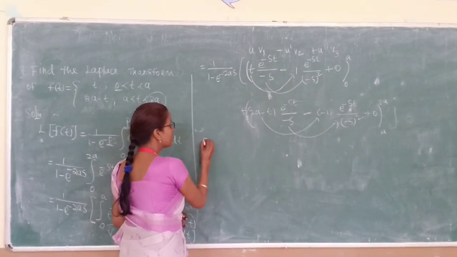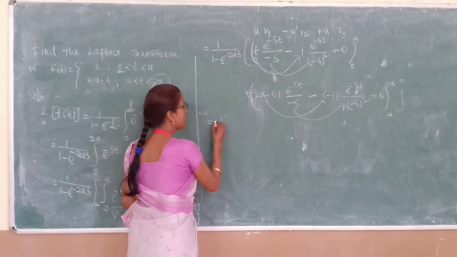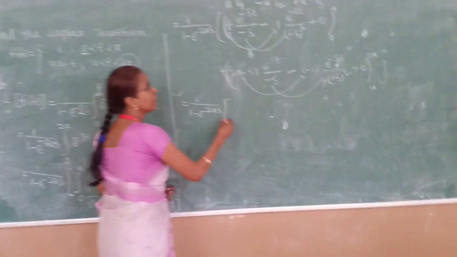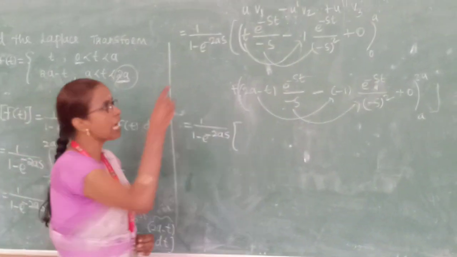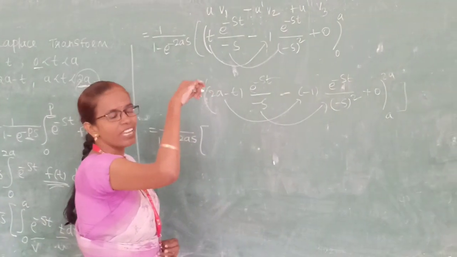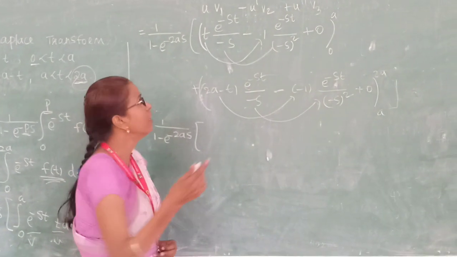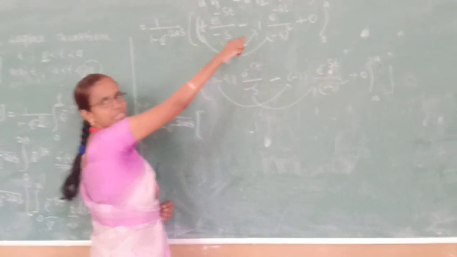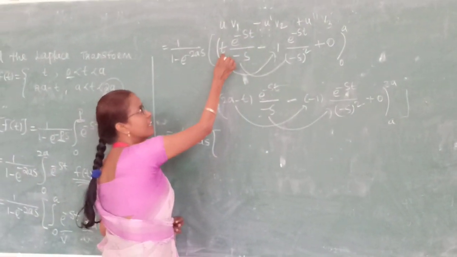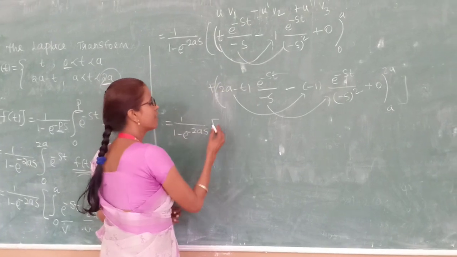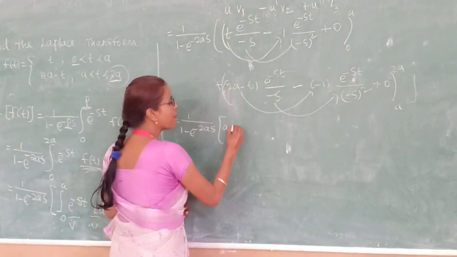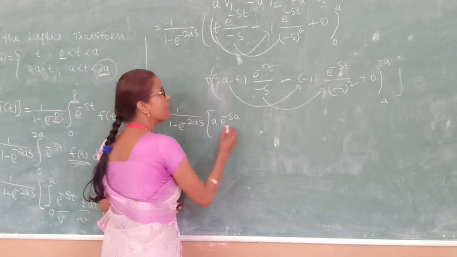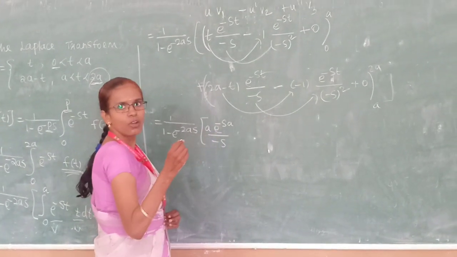Yes, you will have this term as it is: 1 by 1 minus e power minus 2as. Now we are going to replace the limit, upper limit minus lower limit, instead of t. In the first case, wherever we have t, you just replace t with a. So here you will have a, minus, e power minus sa by minus s. The first term is over.